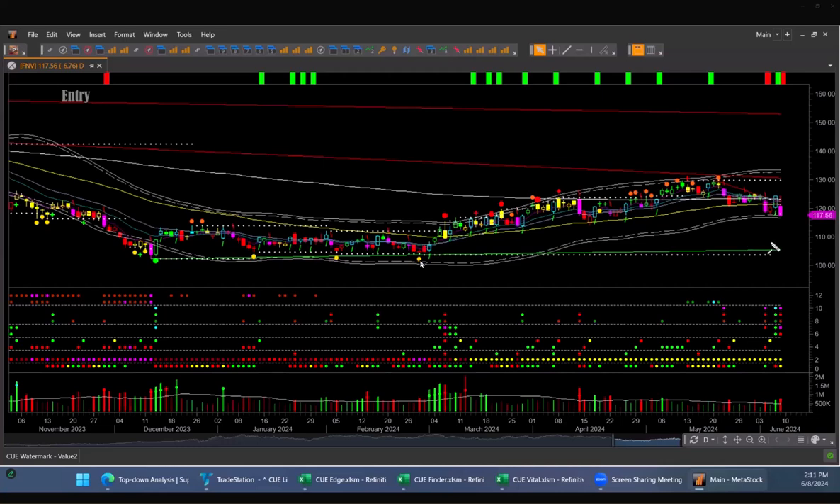Why do I like it most? Remember, I told you I never want to short near trend line support. I never want to buy near trend line resistance. Here, the trend line support is far away. Trend line resistance is nearby. And I have a flow setup. I know I have a flow setup from the scan also.